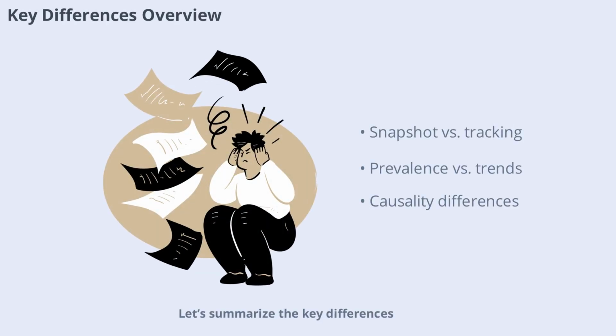Let's summarize the key differences between cross-sectional and longitudinal studies. Cross-sectional studies provide a snapshot at one point in time, while longitudinal studies track changes over time. The former is efficient and good for estimating prevalence, but can't establish causality. The latter is more resource-intensive but can reveal cause and effect relationships.